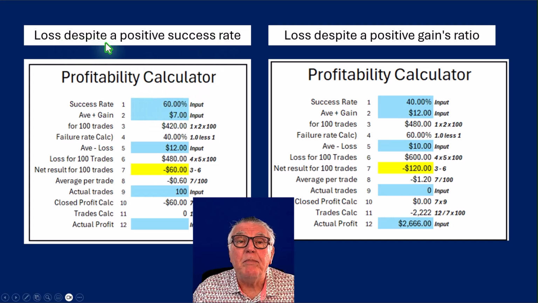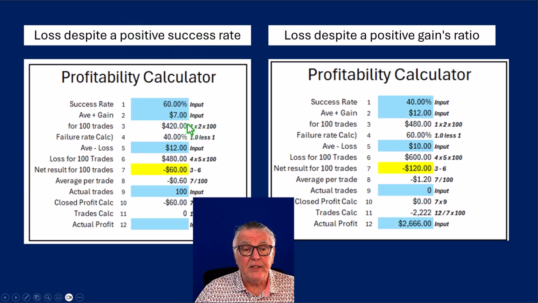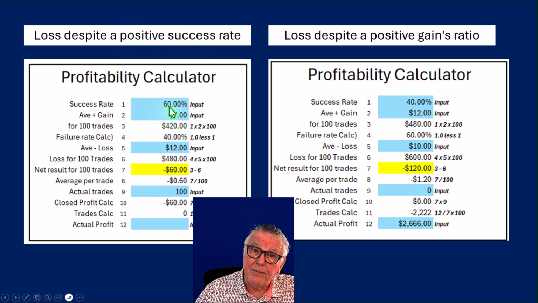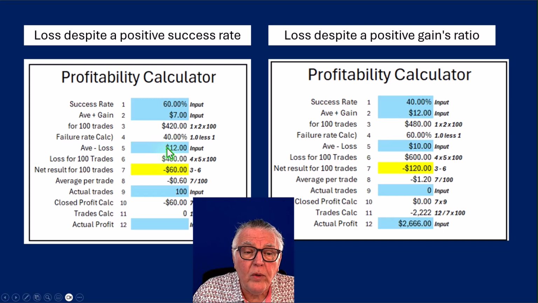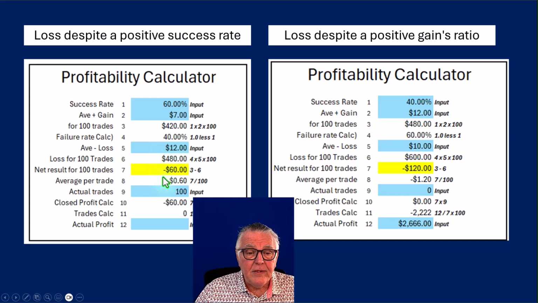This one shows an example where a loss is made even despite a positive success rate. So here's a success rate of 60%, but because the average gain of $7 is so much smaller than the average loss, the overall result is a negative one.